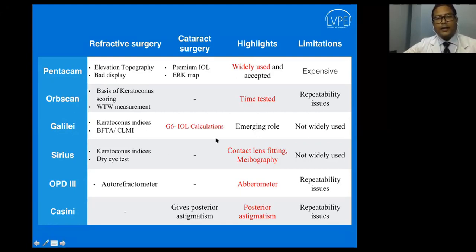The OPD3 has an aberrometer in addition to its other roles. It may have repeatability issues. The Cas9 is good to accurately measure the posterior astigmatism. It may be helpful to plan your premium IOLs, factor for the posterior astigmatism, but then again, it may have some difference in its measurements compared to the other commercially available topographers.